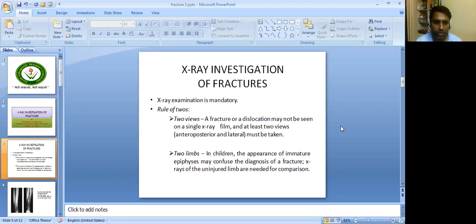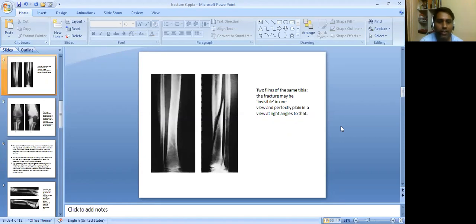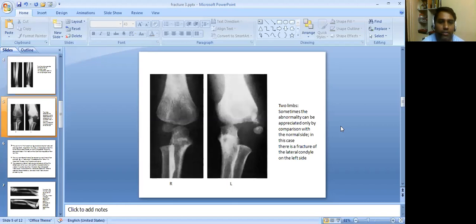Then two limbs. In children, the appearance of immature epiphysis may confuse the diagnosis of fracture. X-rays of an uninjured limb are needed for comparison. Here you can see it may not be seen on one plane, but another plane may be required to view the fracture.